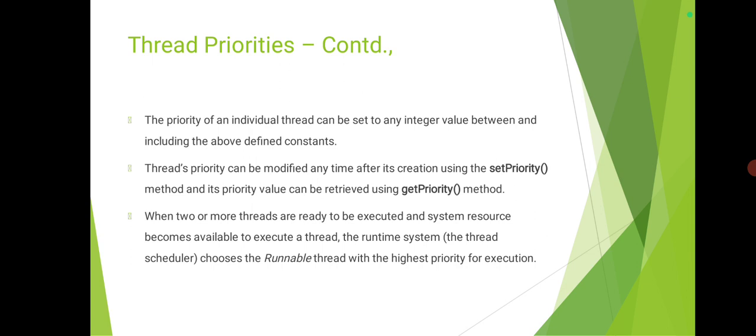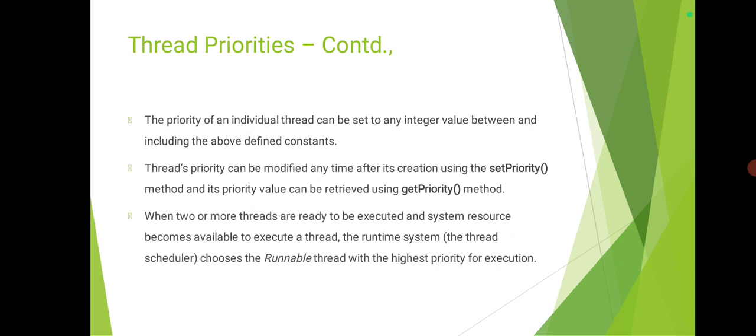Okay, the priority of individual threads can be set to any integer value between and including the above defined constants. Thread priority can be modified any time after its creation using the setPriority method, and its priority value can be retrieved using getPriority. So the main thing is to access the priority of a thread. So after giving a priority to the classes, some classes A, B, C, whatever it may be, we need to set the priority for the class.